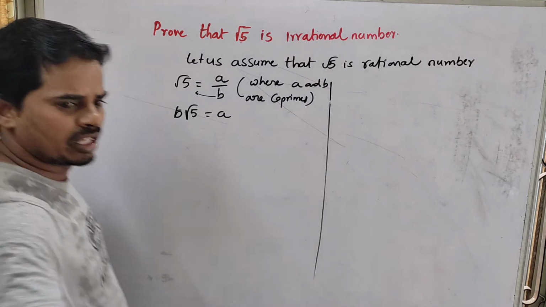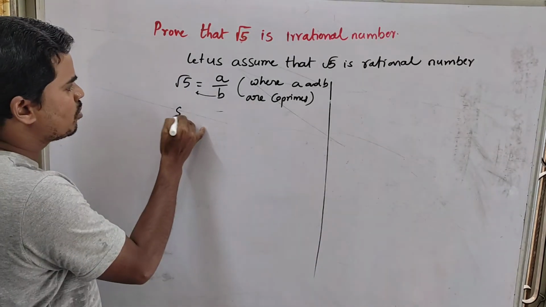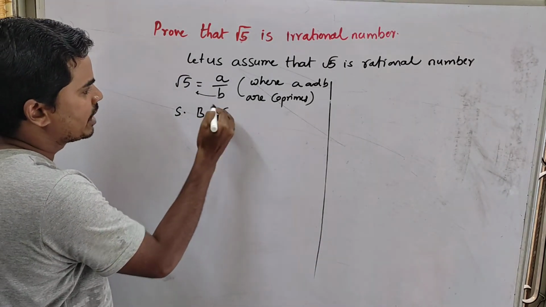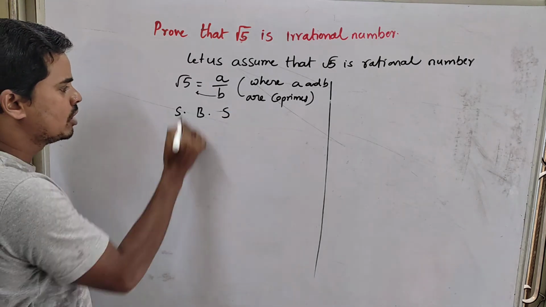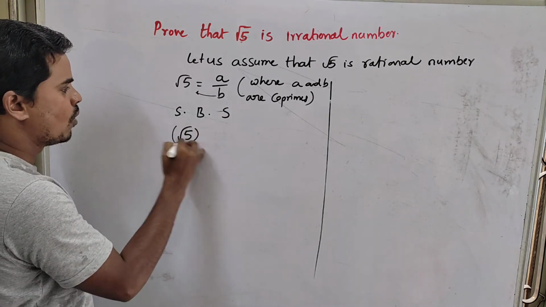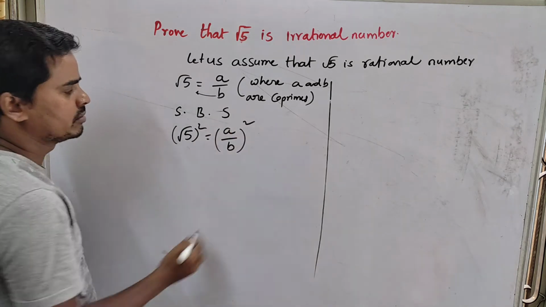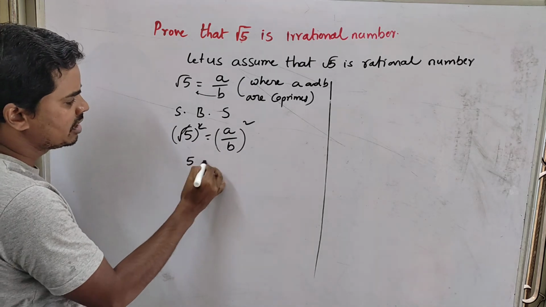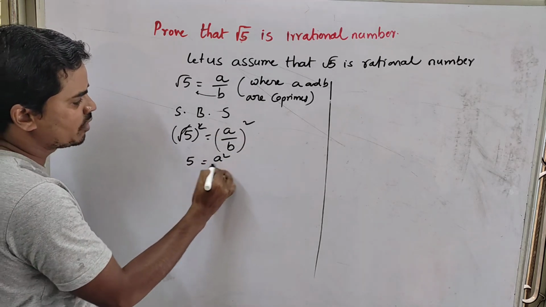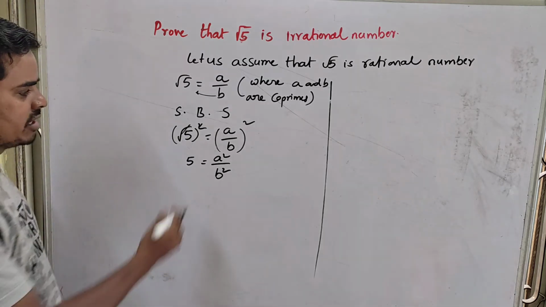Otherwise, without transposing, we can do squaring on both sides. Root 5 whole square is equal to a by b whole square. By that, square and square root get cancelled in the LHS. In the RHS we get a square by b square, students.